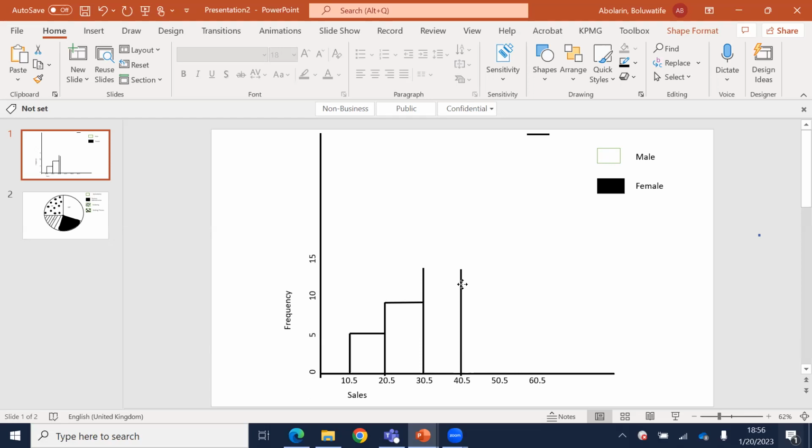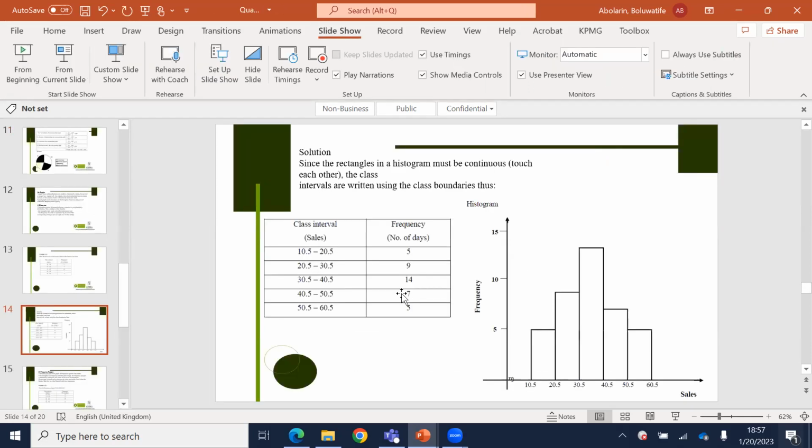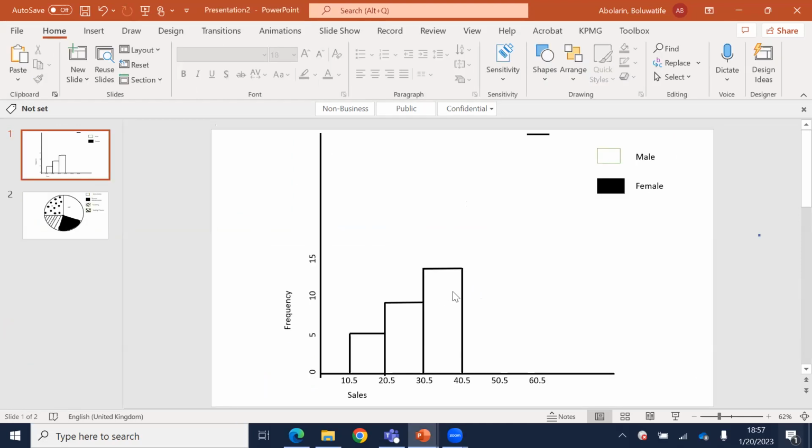So you bring it to the middle of 40.5. Then you cover it. So this one is showing between 30.5 to 40.5, it is 14. The next one is saying 7. Between 40.5 to 50.5, it is 7.